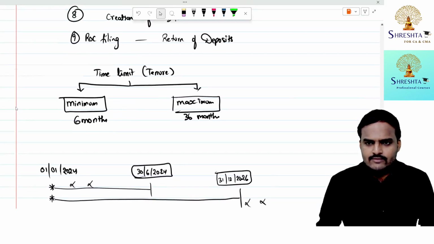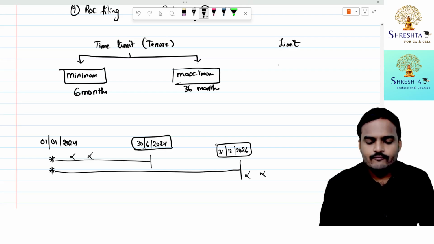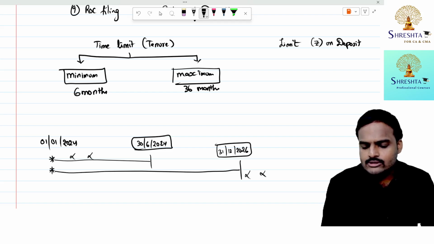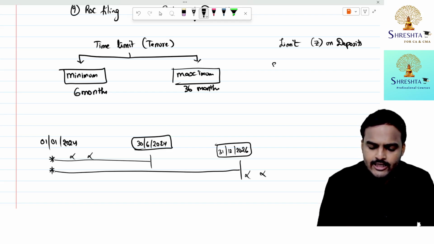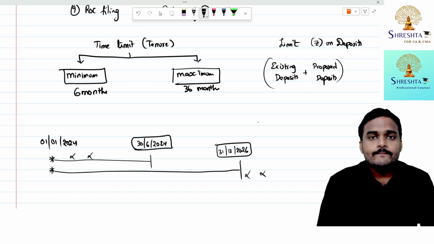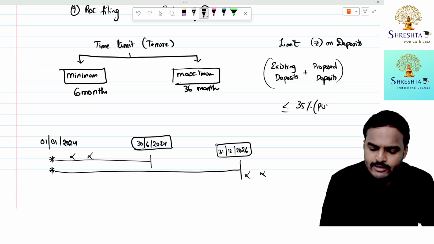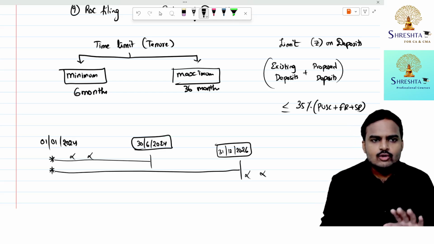And there is one more condition we need to discuss, that is, limit with respect to amount. Limit on deposits. The limit is existing deposits plus proposed, that is new, both put together, shall not exceed, that means less than or equal to, 35% of the company's paid up share capital plus free reserves plus securities premium. General rule.